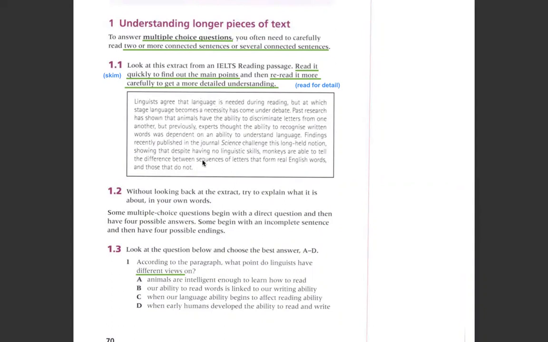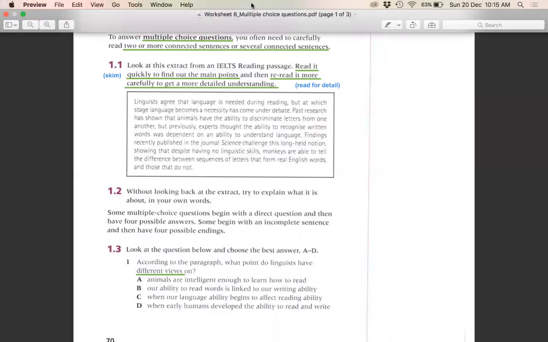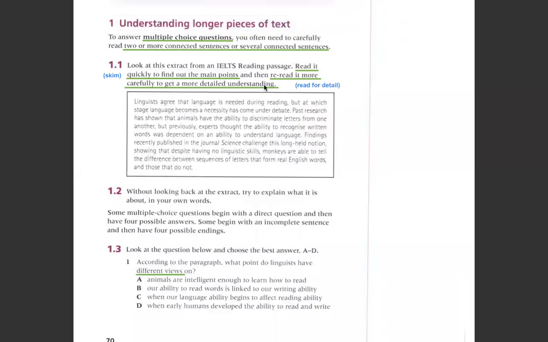All right, so you have a short passage here. I'd like you to skim read it, and then we're going to answer this question. So this question is focusing on what different views do the linguists have. First skim read it. You can take 30 seconds. And then I want you to read the question and then choose the correct answer, A, B, or C.